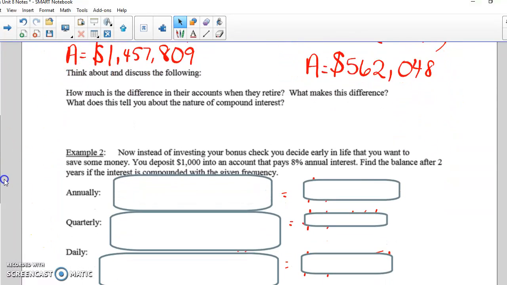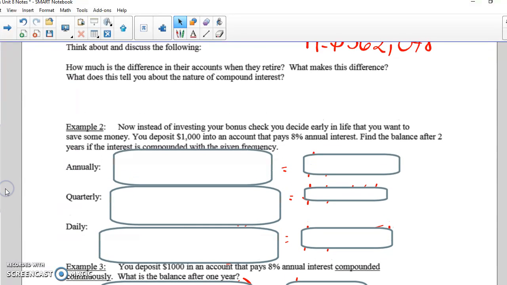Alright, we're going to do one more example in this video, and then we'll move on to the second video. So example 2: now instead of investing your bonus check, you decide early in life that you want to save some money. So you deposit $1,000 into an account that pays 8% annual interest. Find the balance after 2 years if the interest is compounded with the given frequency.